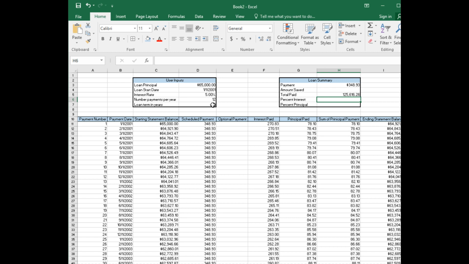So the loan principal was $65,000. Throughout the life of the loan, we paid $125,000. So the percent that went towards the principal, well, the principal was $65,000 and we paid $125,000. So the percent that goes to the principal is going to equal the amount that we need to pay off for the principal divided by the total payment.